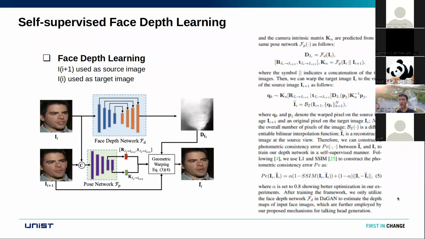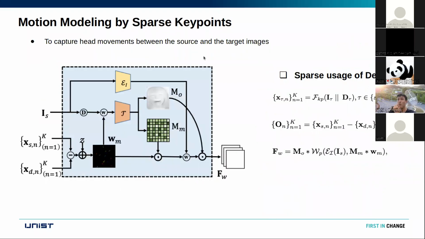One thing worth mentioning is, after training this self-supervised face depth learning network, they exploit the depth maps only. So they fix the rest of it. Moving on to the motion modeling by sparse key points.